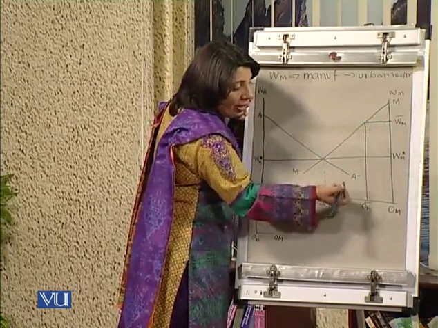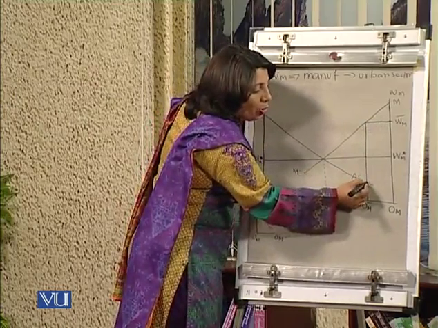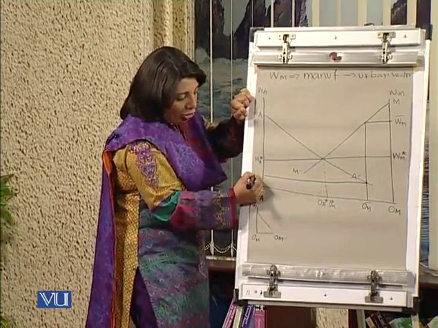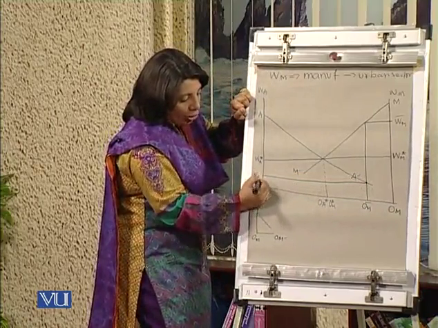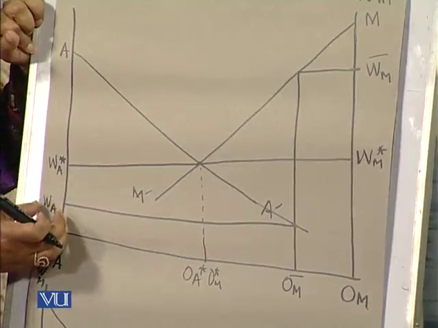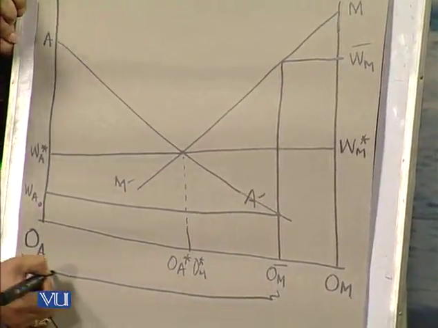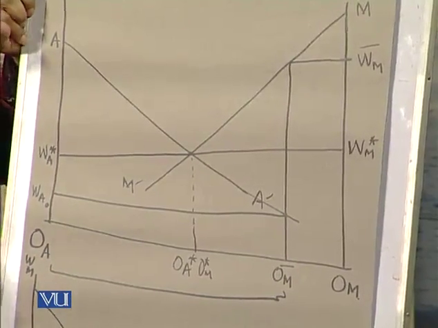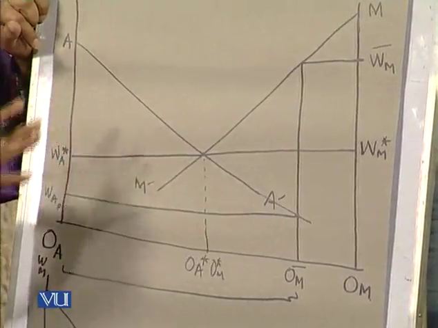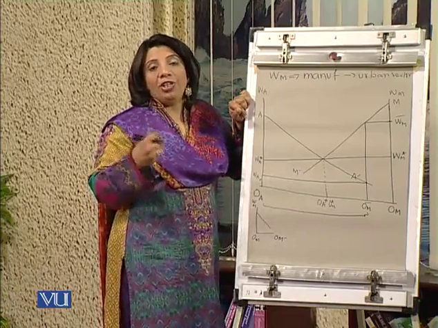So humne kaha if this is the case, then if I extend it further, right, and this could be the humne kaha this would be the level of wage at which maine isko bola WA naught, this would be the wage in the agricultural sector corresponding to which this much amount of people or labor force will be absorbed by the agricultural sector. So this will be the situation agar we are talking about an economy where migration is not taking place.